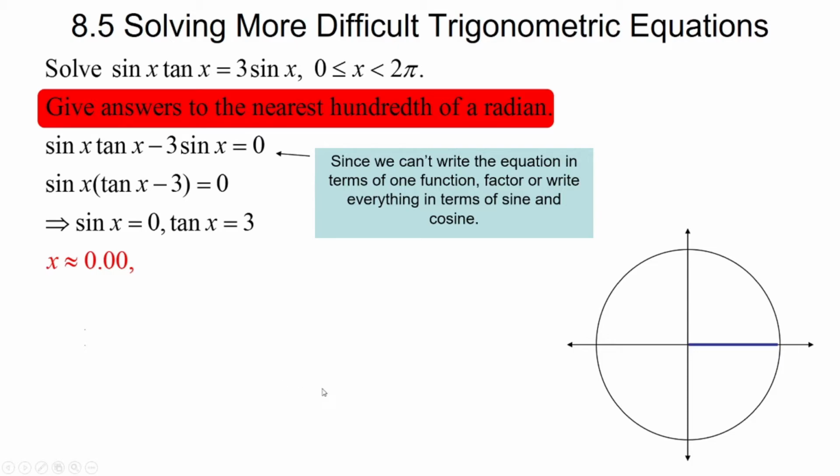Okay, and then over here at pi radians, and pi, I'd prefer pi personally, but they want it to the nearest hundredth of a radian, so isn't pi 3.14? And that handles when sine of x equals 0 in this half open interval right here. So now, tangent of x equals 3.